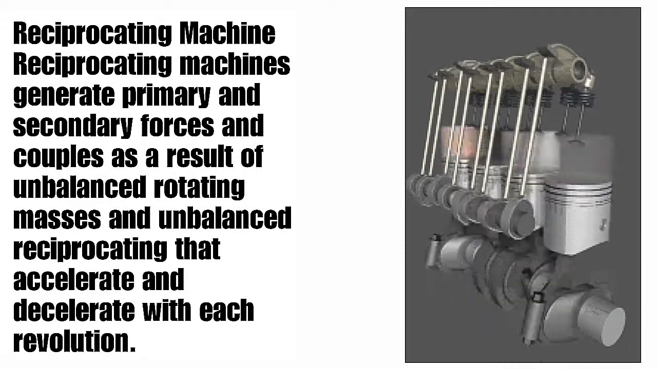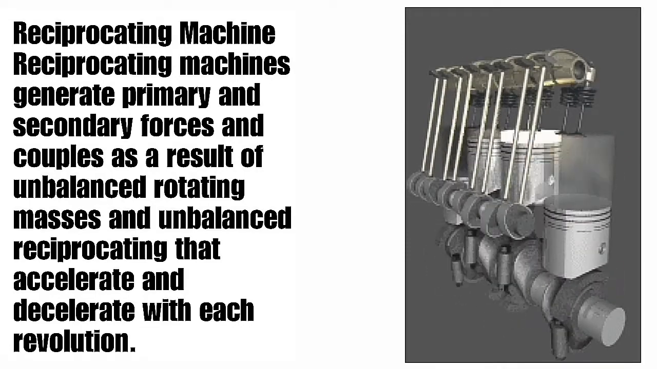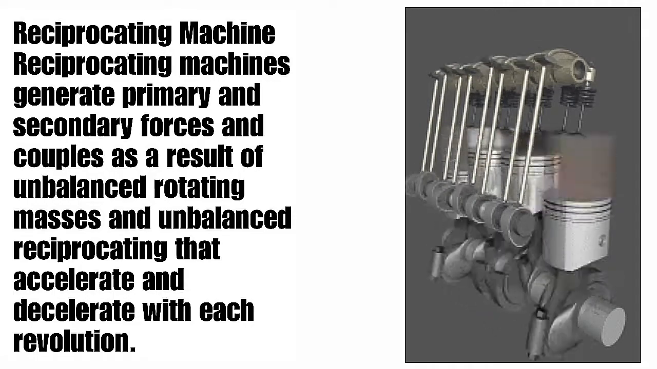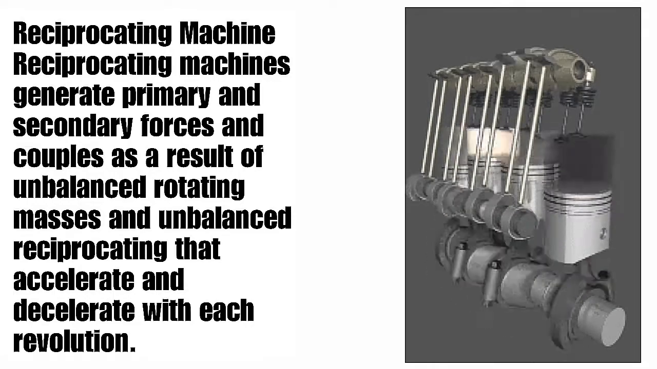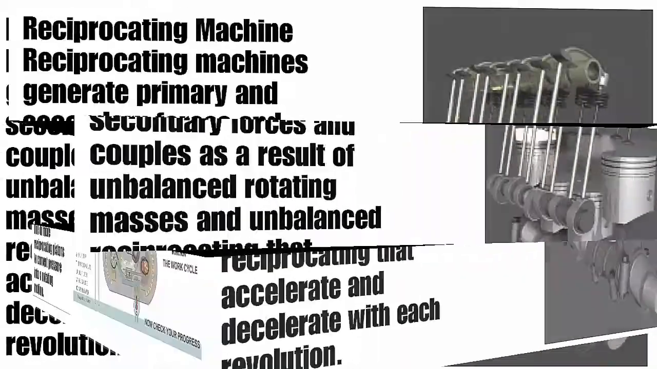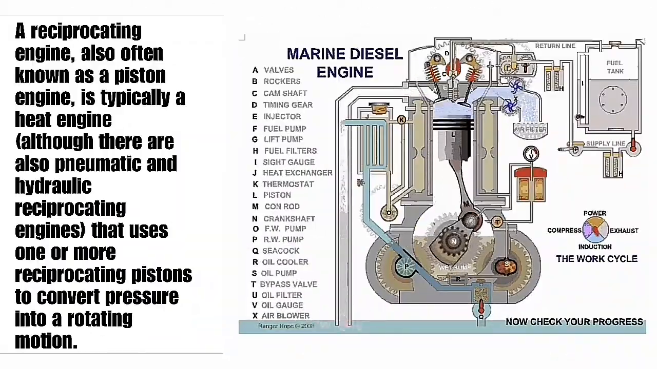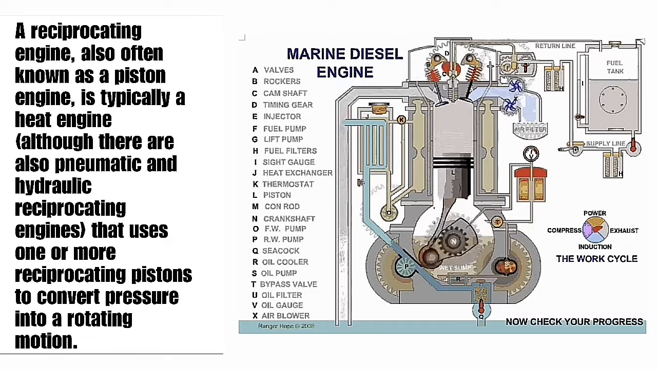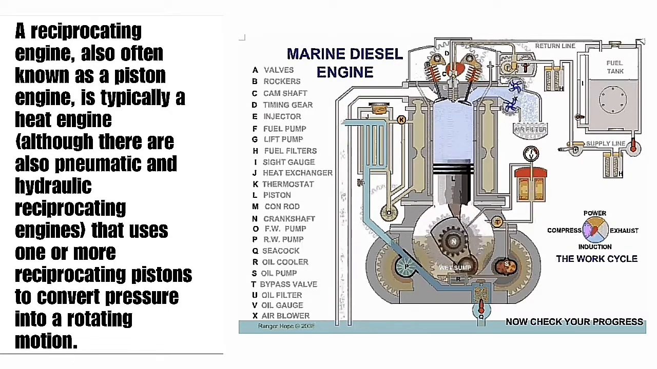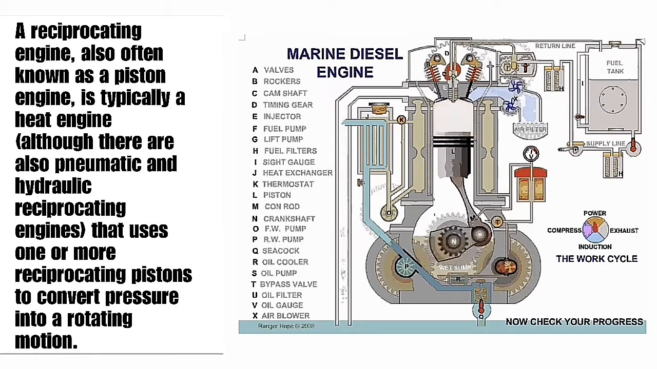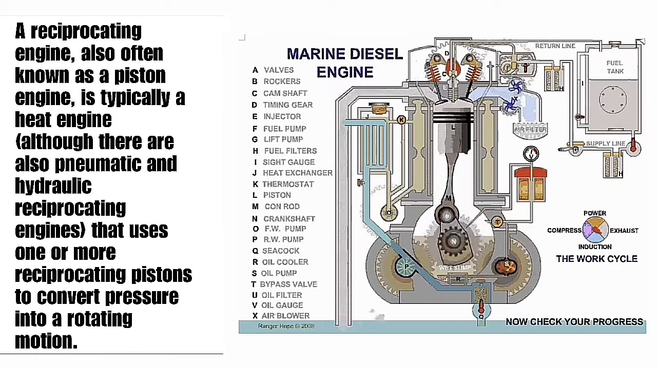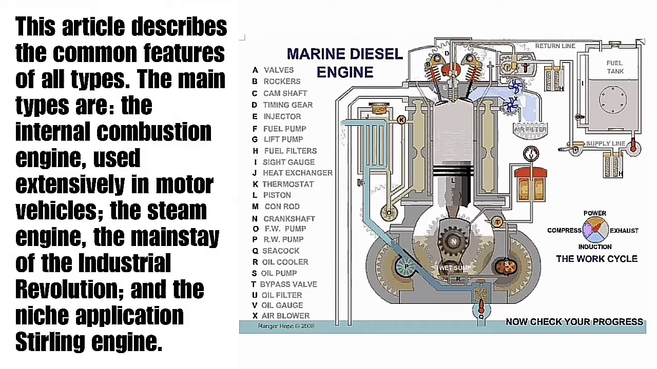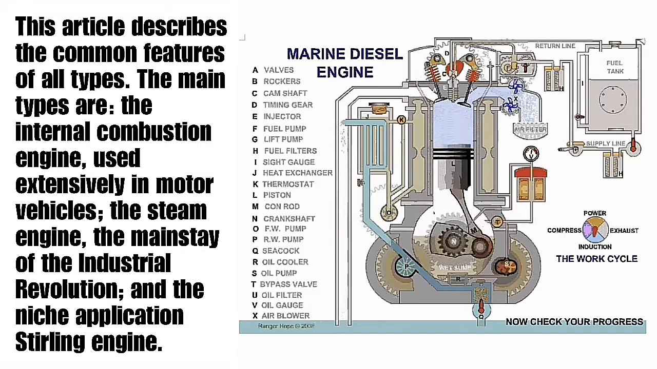A rotating machine generates primary and secondary forces and couples as a result of unbalanced rotating masses and unbalanced reciprocating masses that accelerate and decelerate with each revolution. A reciprocating engine, also often known as a piston engine, is typically a heat engine, although there are also pneumatic and hydraulic reciprocating engines that use one or more reciprocating pistons to convert pressure into a rotating motion. This article describes the common features of all types.